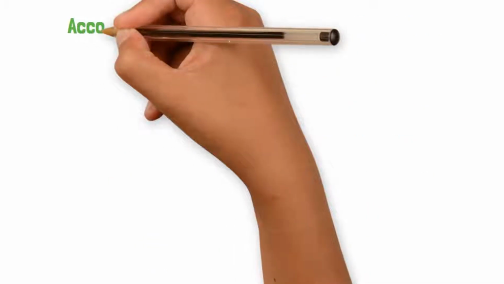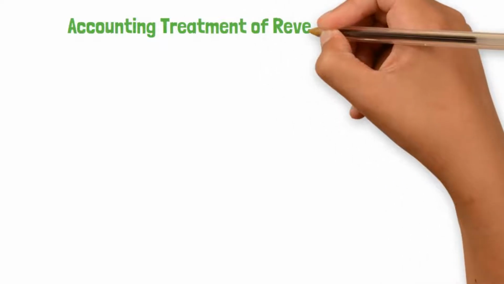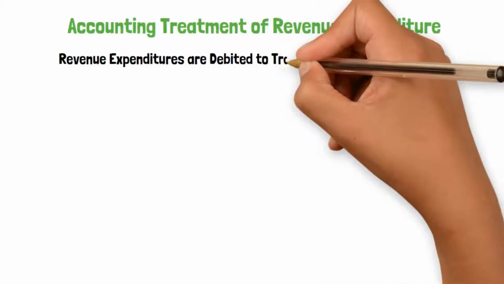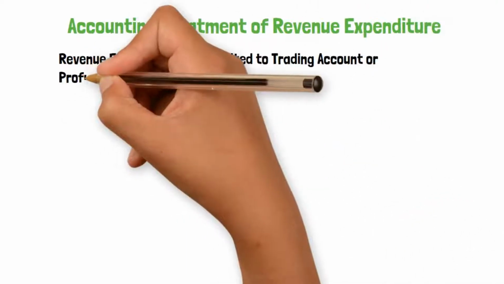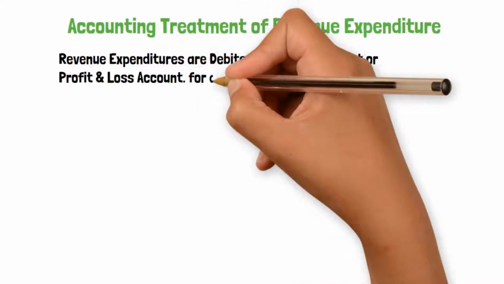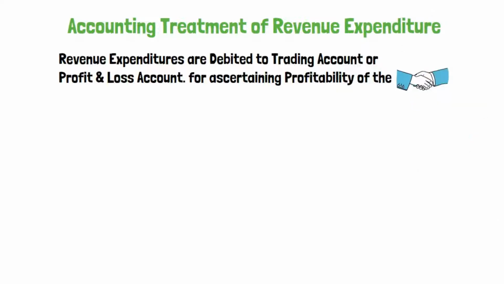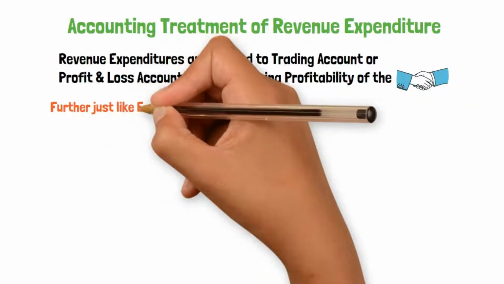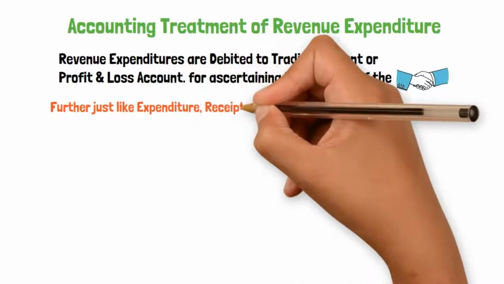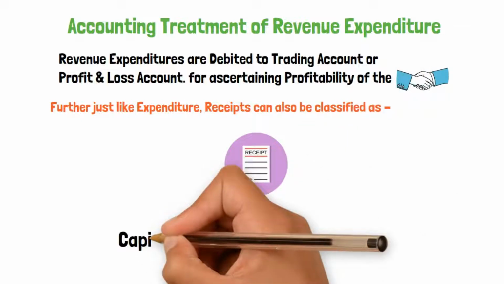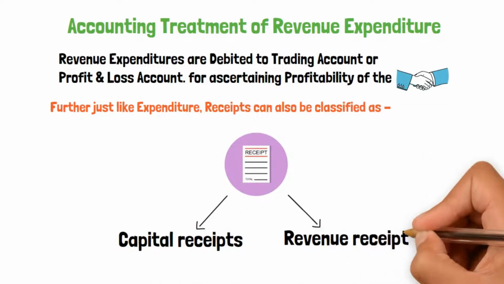Accounting treatment of revenue expenditure is: revenue expenditures are debited to the trading account or profit and loss account for ascertaining profitability of the business. Further, just like expenditure, receipts can also be classified as capital receipts or revenue receipts.